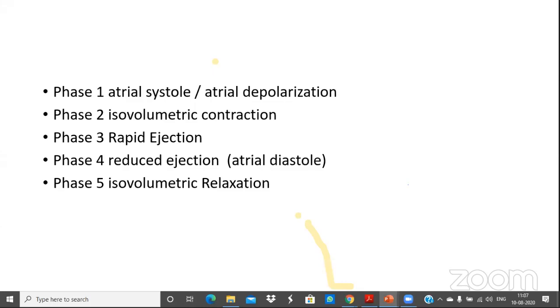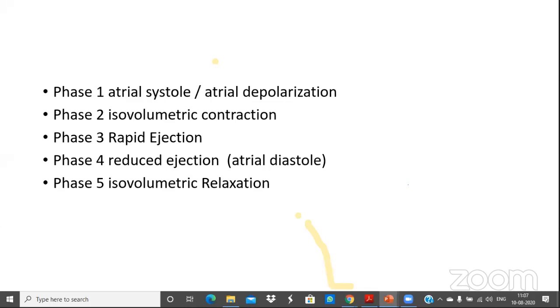So the volume will be the same. Iso means same, volume means the volume of blood is the same. No contraction, but due to the contraction of the atrium, the blood goes in, and automatically the contraction produces some tension over the ventricle. So that particular phase is called isovolumetric contraction.